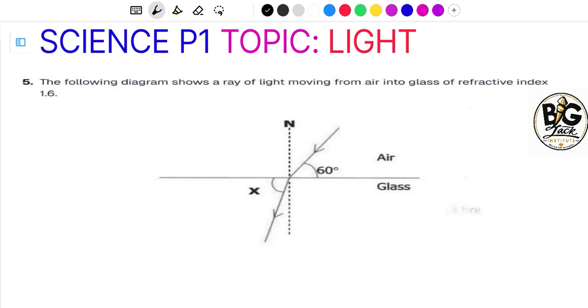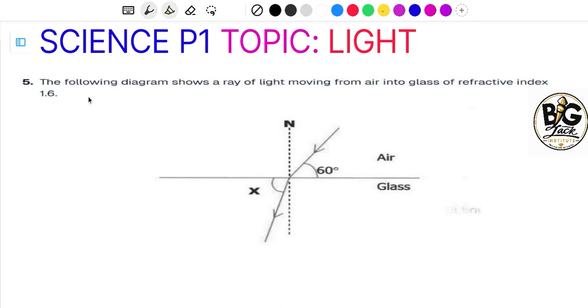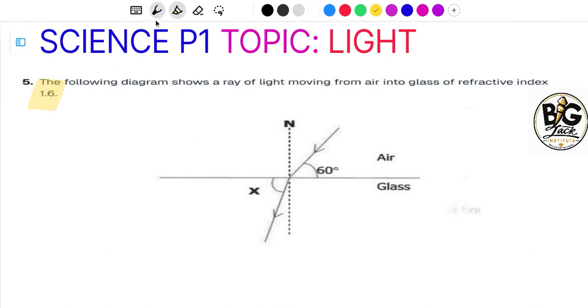Alright, so this is science paper 1. The topic that we are looking at is light. Question 5 is saying the following diagram shows a ray of light moving from air into glass of refractive index 1.6. So you have to take note of this: the refractive index of glass is 1.6 unless being given in the question.